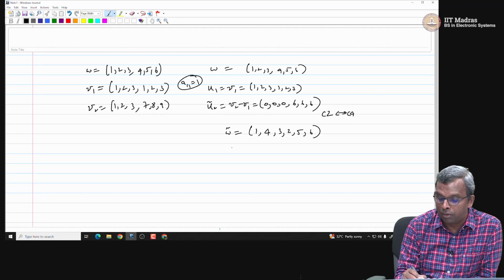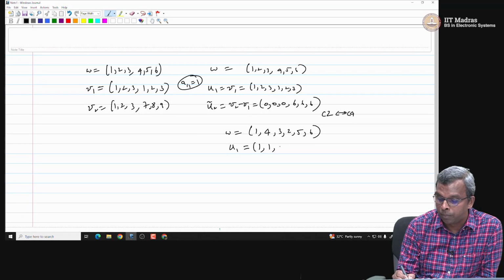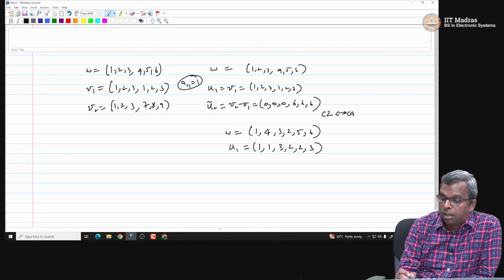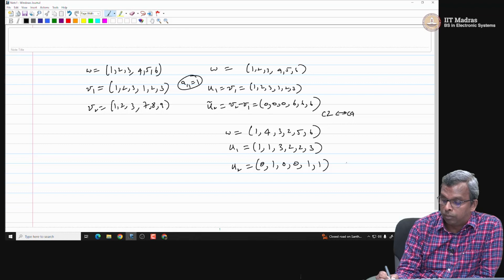So, my U1 will become, so I'll just write it as W. So, you should remember that after elimination this has become something else, but it's just better to do like that: 1, 1, 3, 2, 2, 3. Okay. I'm exchanging column 2 and column 4. I hope that's clear. And then U2 is just, I'm going to then divide by 6, right. So, let me just do it as 0, 1, 0, 0, 1, 1. Okay. So, you divide by 6 also.